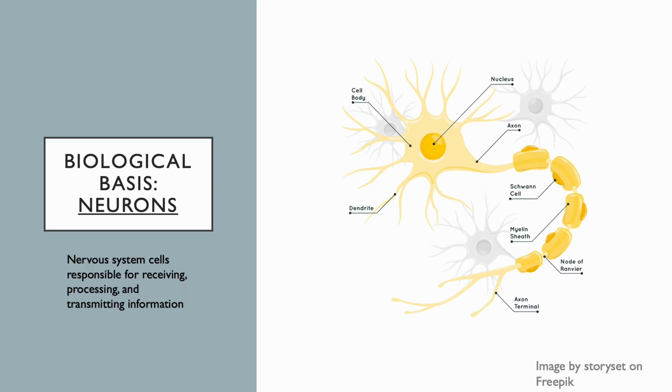Now we're going to talk a little bit about the biological bases, or some of the biological bases, of processing speed. Neurons are the fundamental units of the brain and nervous system, and they're responsible for receiving, processing, and transmitting information. The ability of these neurons to do this quickly and efficiently allows for better processing speed via effective communication within the central nervous system. To the right here, you can see an example drawing of one such neuron.